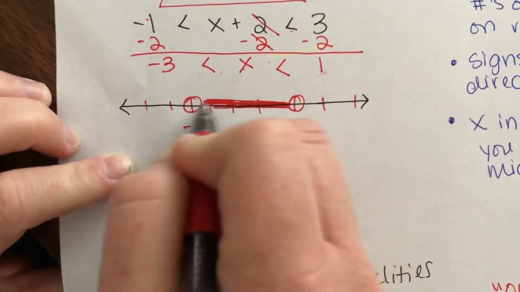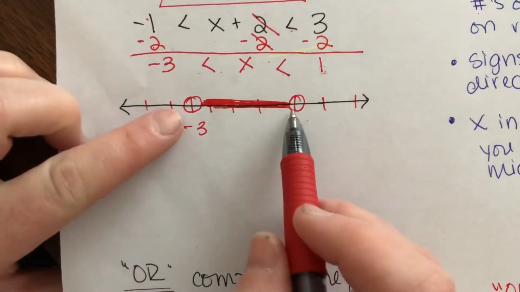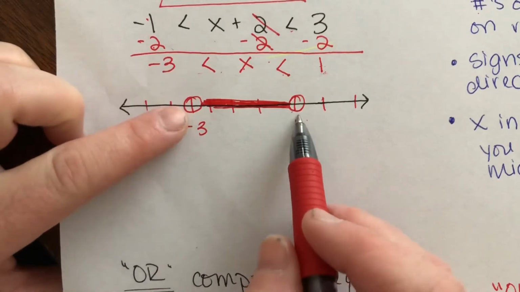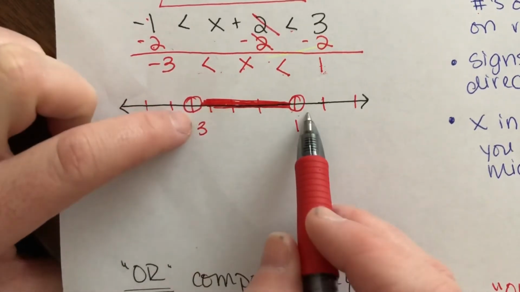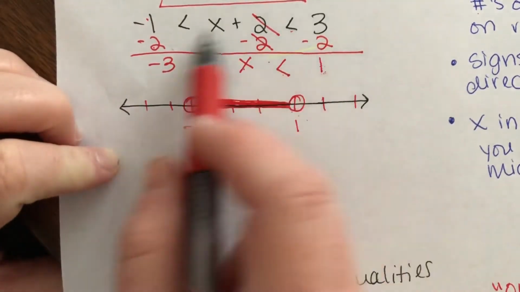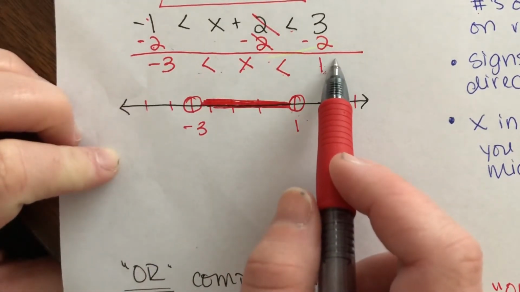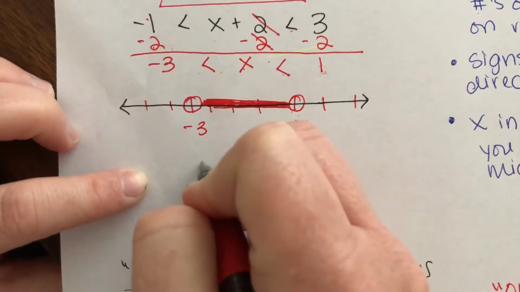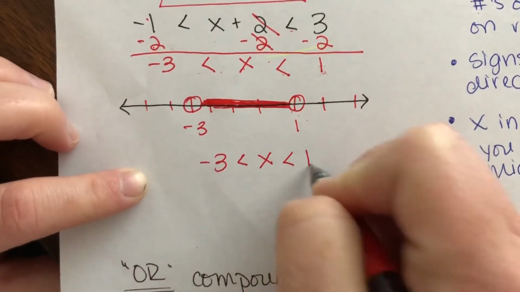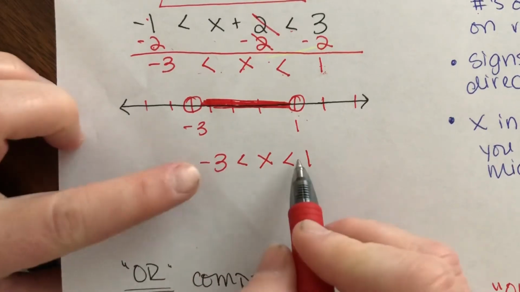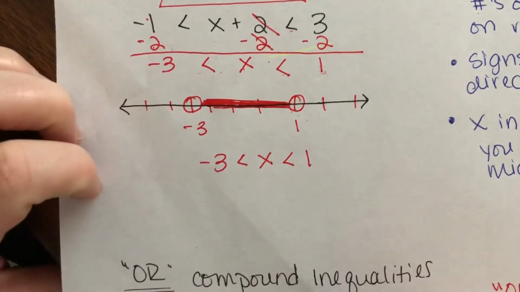So this is showing me that all numbers on a number line in between -3 and 1, not including -3 and 1, just in between there, could solve this compound inequality. It would make it true, right? And again, my solution is -3 is less than x, which is less than 1. This is my answer, and it kind of mirrors the picture there.